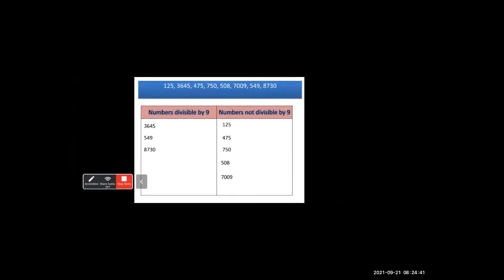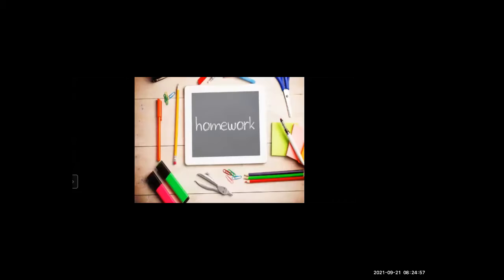Hope this rule, divisibility condition for 9, is clear to all of you. Okay. And these rules you are going to use for your further references also. You are not going to divide and see everywhere. Okay. Now let us see some homework.